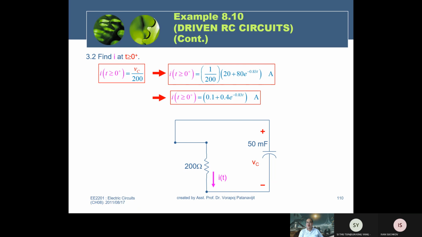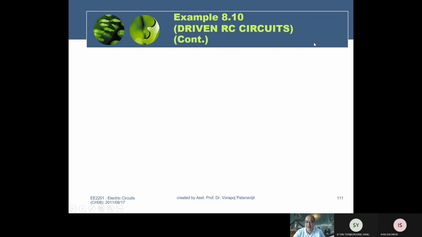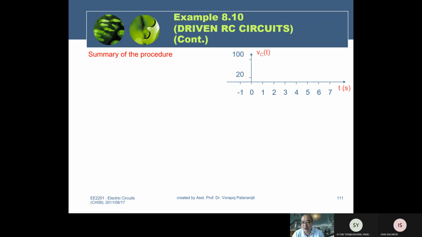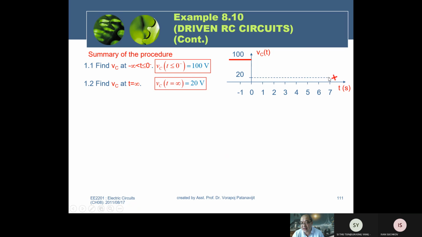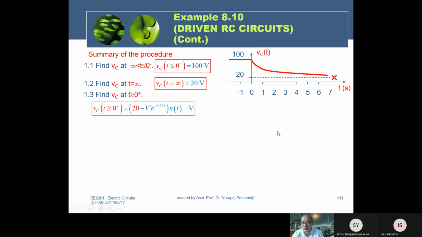Reorganize them. I equal to 0.1 plus 0.4 e power minus 0.83. Now, from the overall point of view, what happened? The voltage VC, the capacitance voltage, equals 100, fixed in this position. And for time infinity, it will drop to 20. When the switch is pressed to the other position, it is driven by another, smaller source. Therefore, for time greater than 0, it will gradually drop and reach 20 soon.